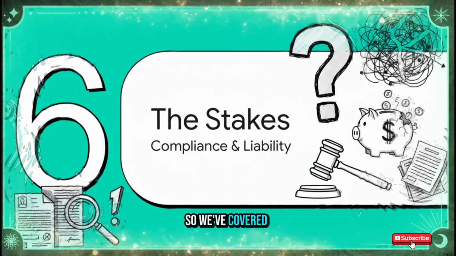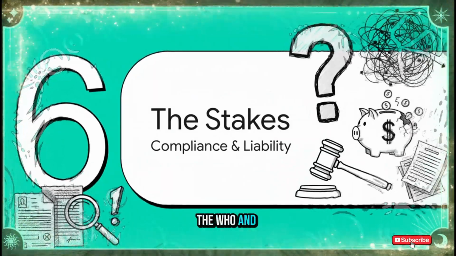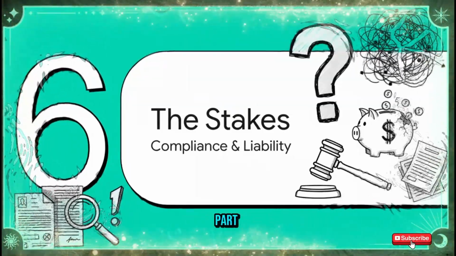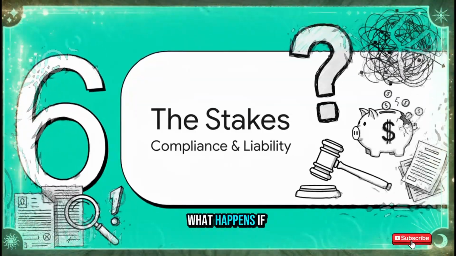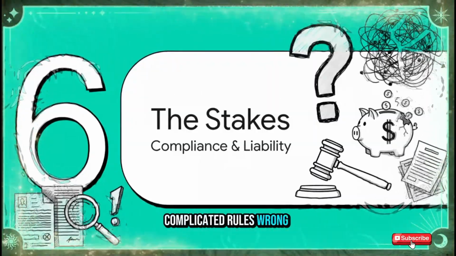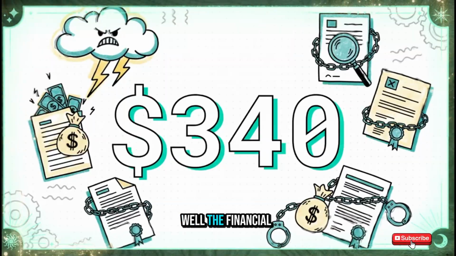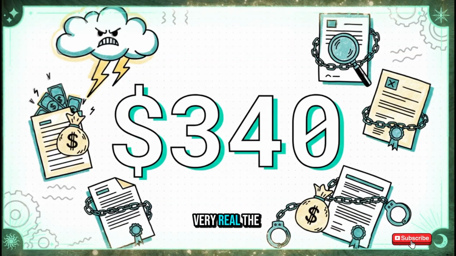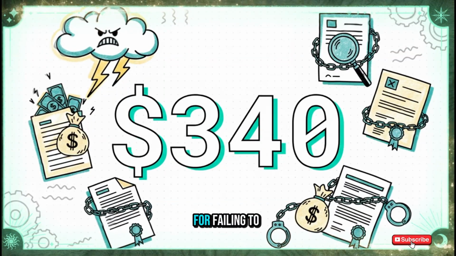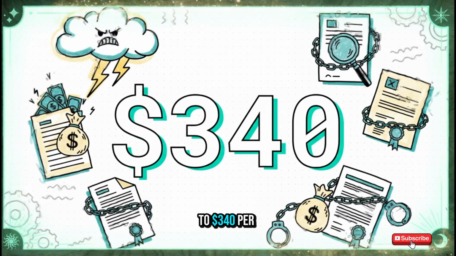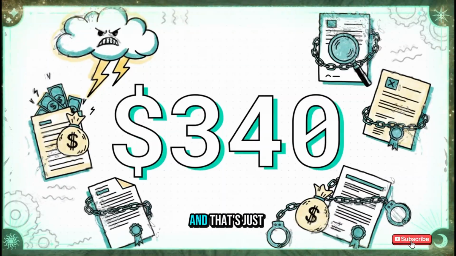So we've covered the what, the who, and the how. Now let's wrap this up with the most important part, the why. What happens if you get these complicated rules wrong? What are the real-world consequences? Well, the financial risk is very, very real. The base penalty for failing to file a correct form on time can go up to $340 per form. And that's just the start.